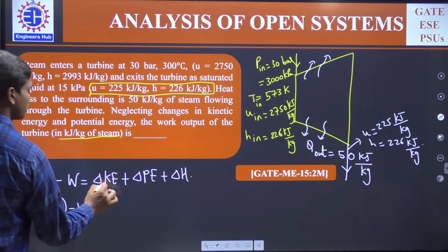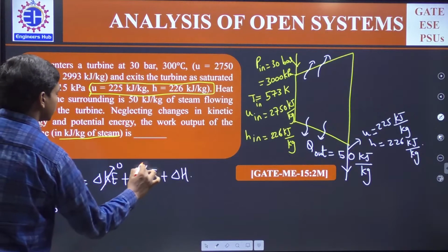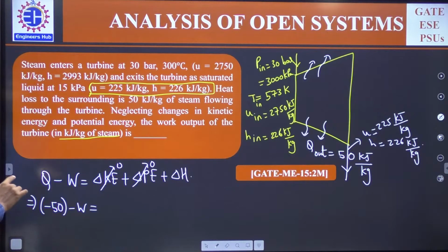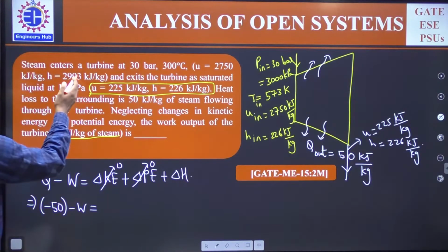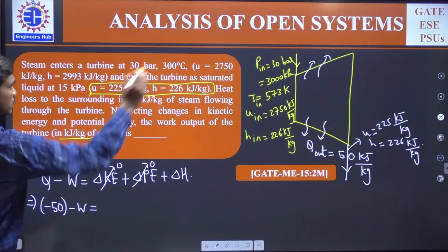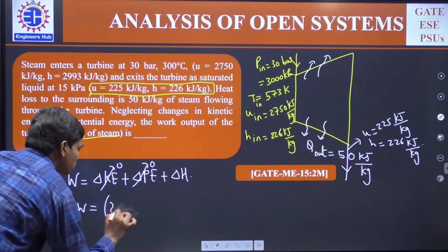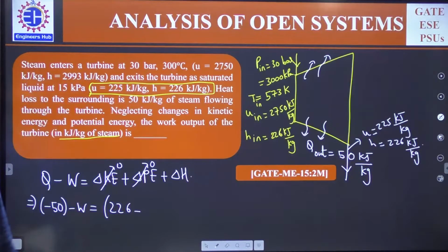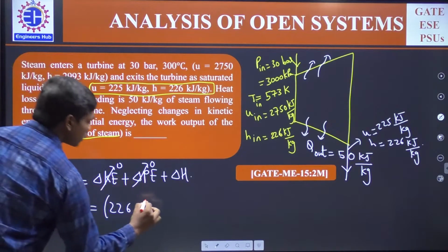Neglecting changes in kinetic and potential energies, so these two are neglected. Okay, delta H. Now what is delta H? This delta H is H outlet minus H inlet. And if you see, H outlet is minus 226. So minus 226 minus H inlet. H inlet is 2993.